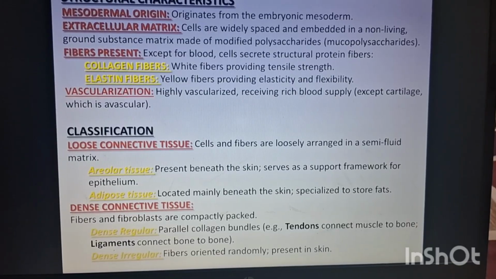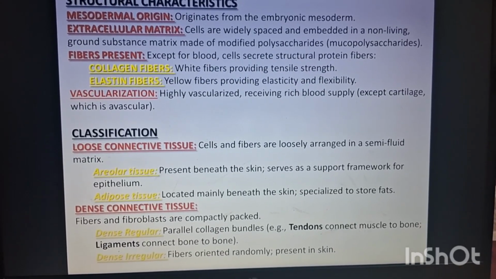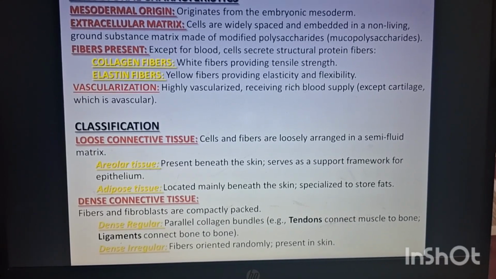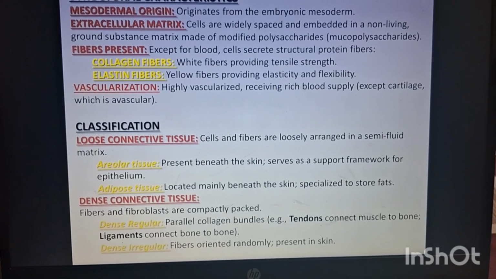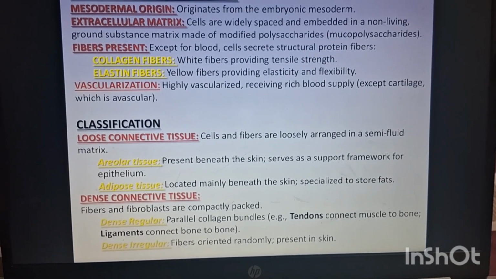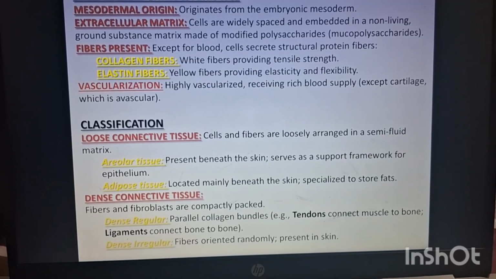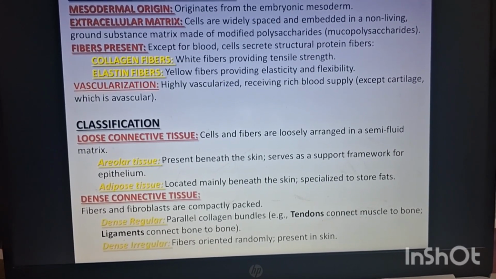Next, I will discuss the connective tissue. At first, I will discuss the structural characteristics of the connective tissue. First is mesodermal origin. It originates from the embryonic mesoderm. Next, extracellular matrix. Cells are widely spaced and embedded in a non-living ground substance matrix made of modified polysaccharides, that is mucopolysaccharides.